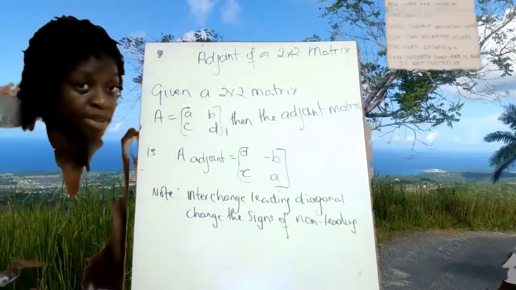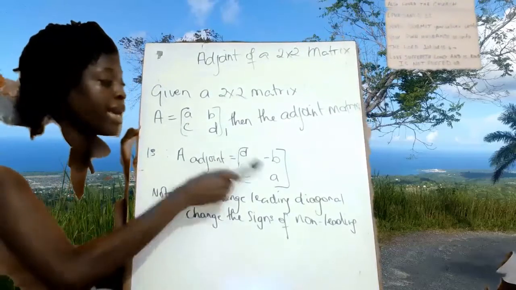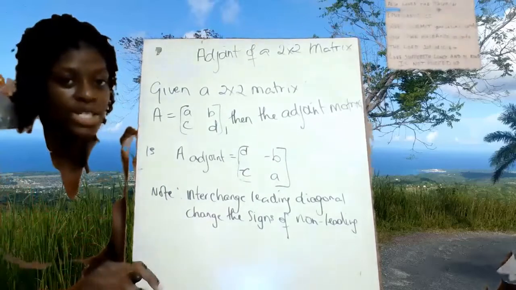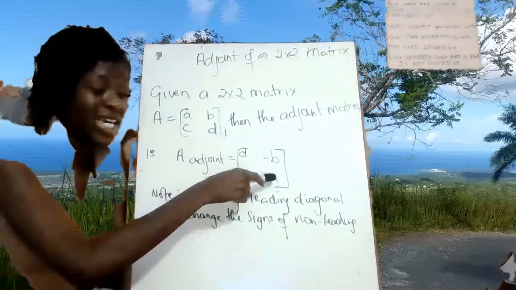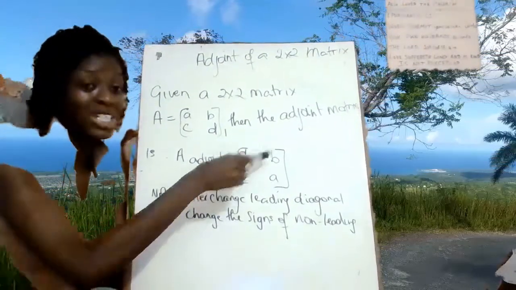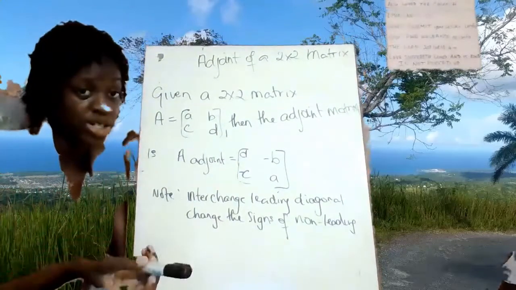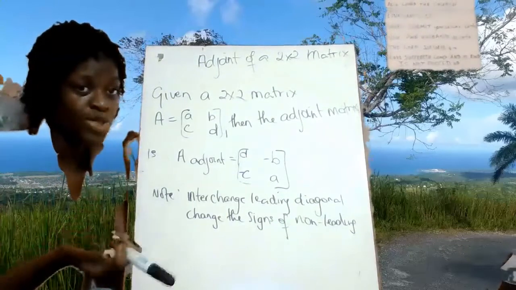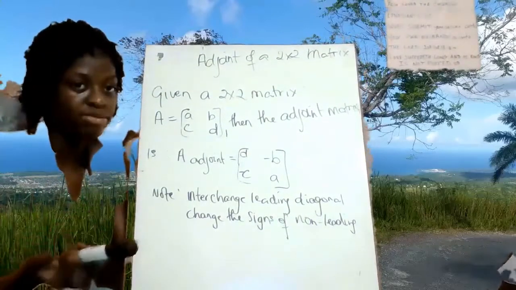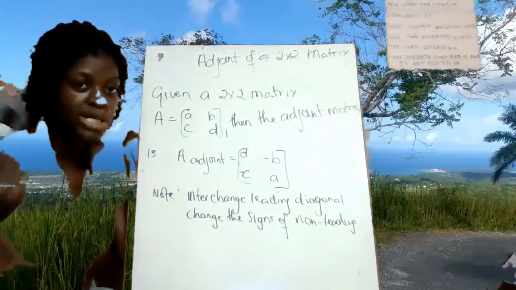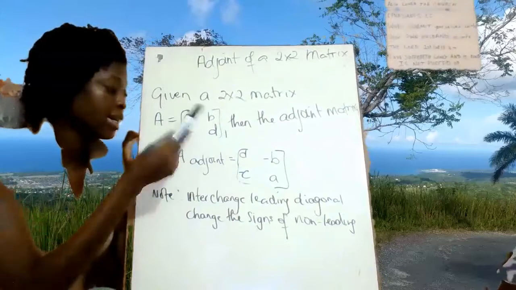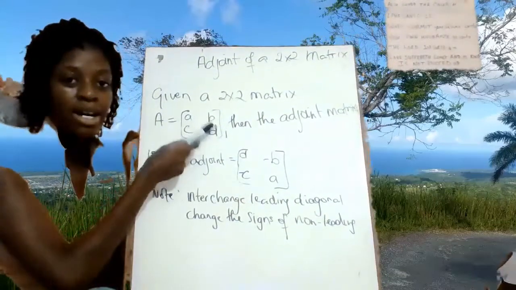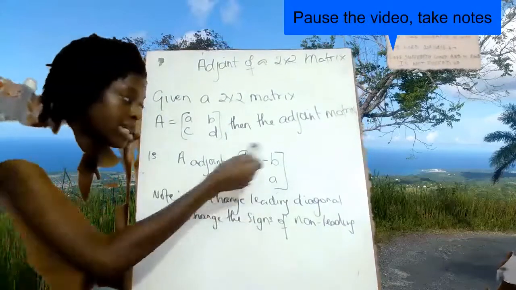What happened? The elements in the leading diagonal, we interchange them. So interchange a and d. D is where a was, and a is where d was. For the non-leading diagonal, you don't switch them around, but you change their signs. In other words, whatever the numbers originally were, you multiply them by -1, which is the same as changing the sign. So again, switch the leading diagonal, change the sign for the non-leading diagonal. And that's how we end up with this.